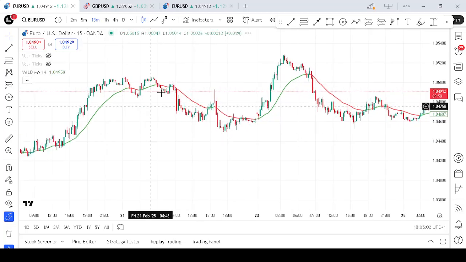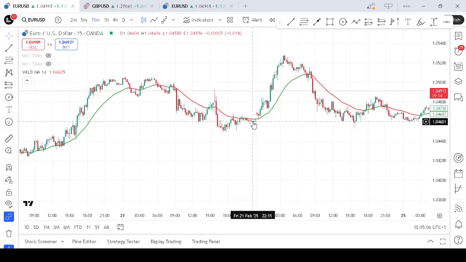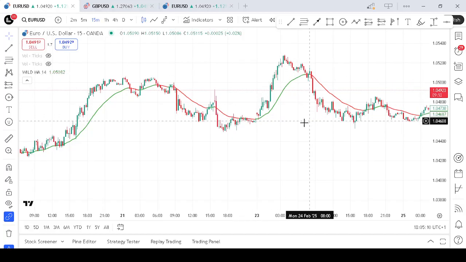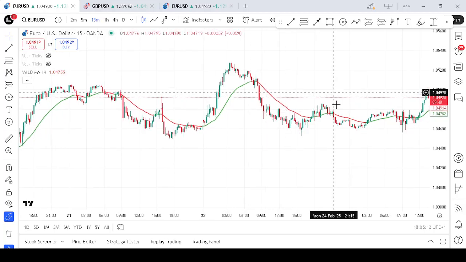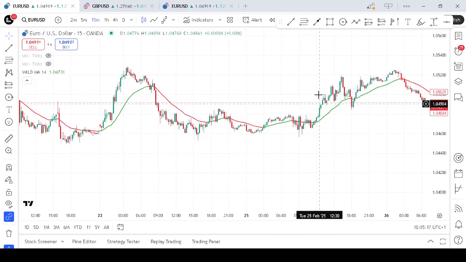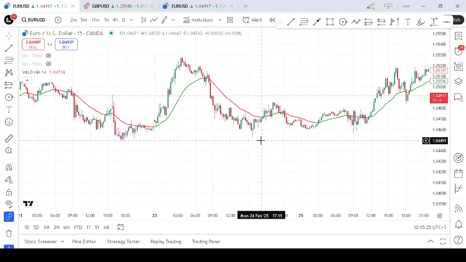Notice how it reacts to changes in price direction, offering clear signals for potential entries and exit points. By observing these interactions, you can make more informed trading decisions and improve your overall strategy. Now let's see how we can apply this to our trading strategy.